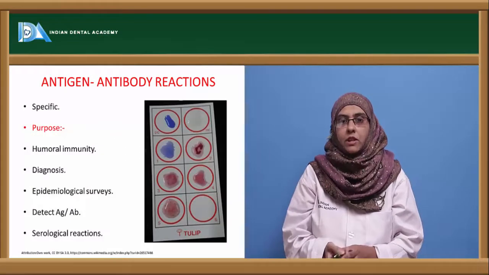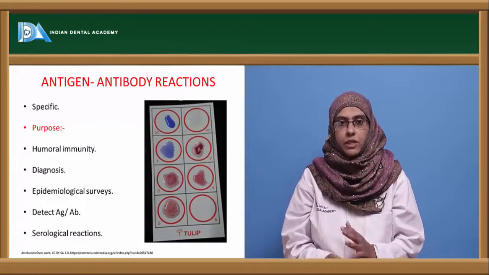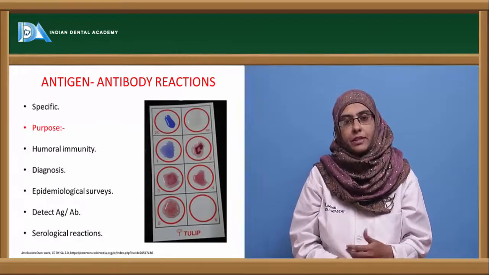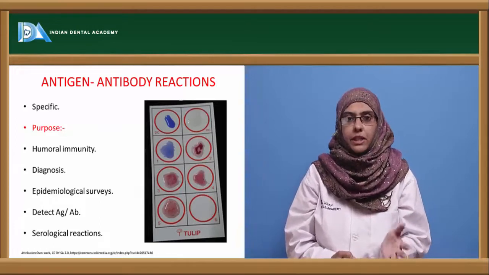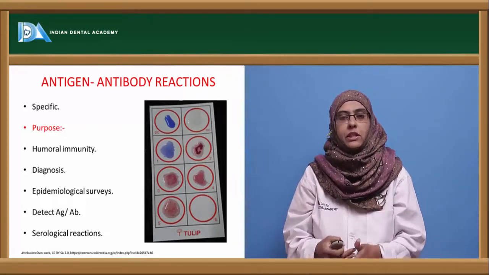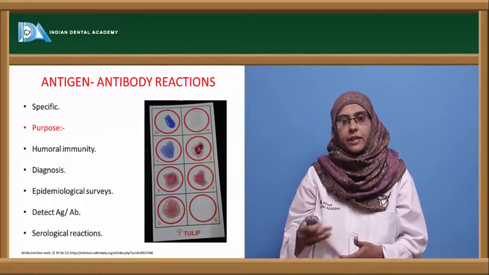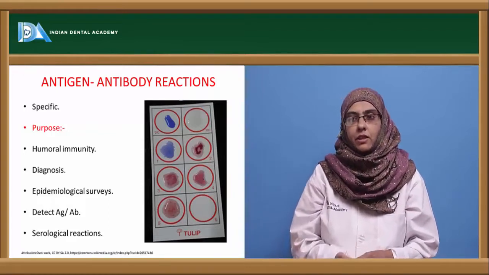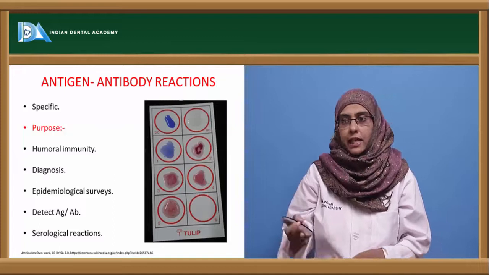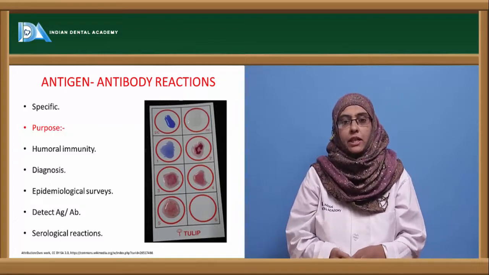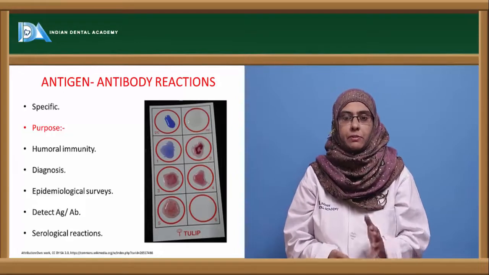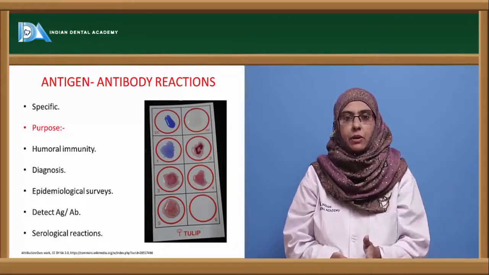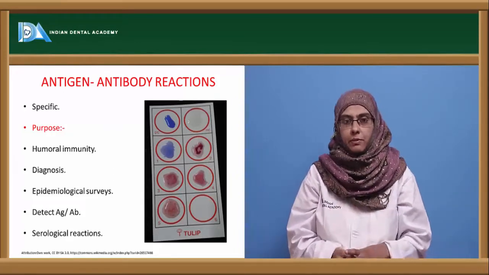These are called serological tests because they are mostly based upon the humoral immune response towards a particular antigen. It is called humoral immunity, and when this is used in the in vitro technique to identify the antigen, it is called serological reactions. So antigen antibody reactions usually take place when there is a specificity between the antigen and the antibody that can be seen in an observable manner.